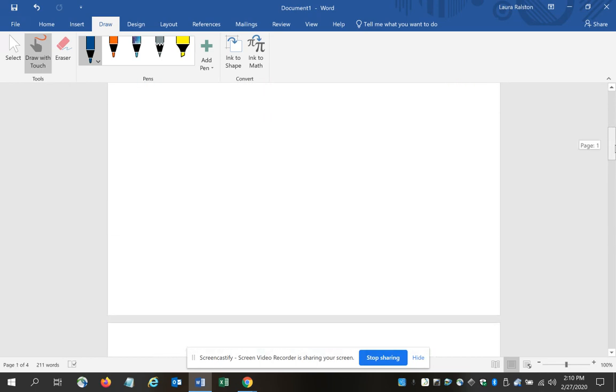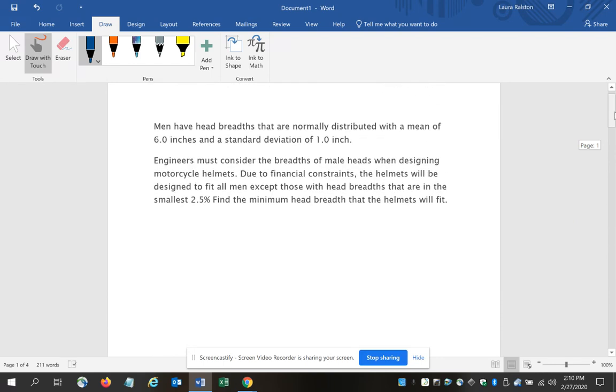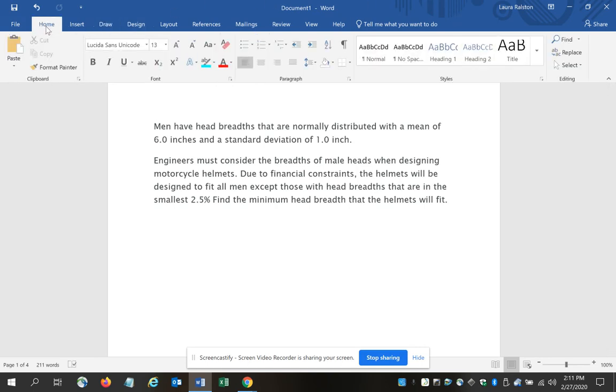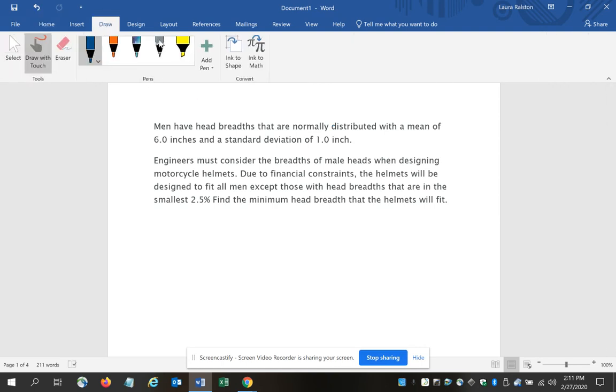Oops, I skipped one. I'm going to scroll back up. Okay, so it's the same question. Men have head breadths that are normally distributed with a mean of 6 inches and a standard deviation of 1 inch.